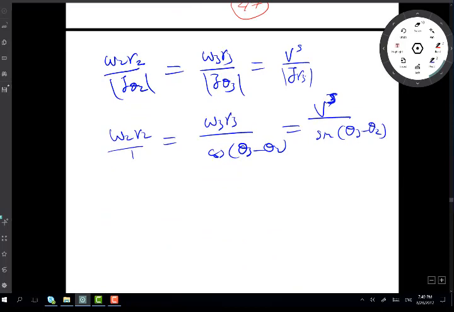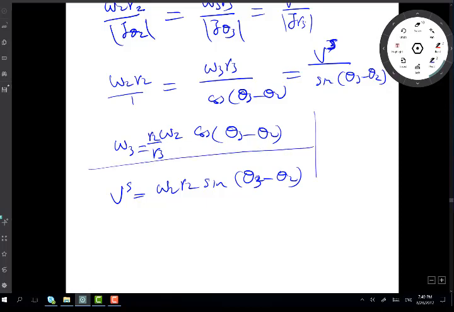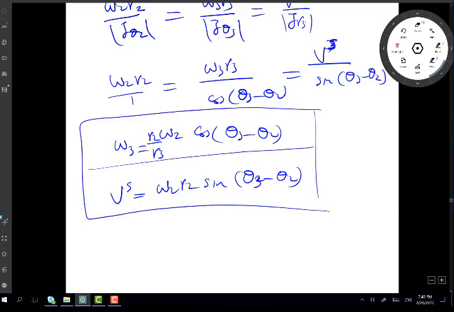And then I can write that omega 3 is equal to omega 2 R2 over R3 times cosine of theta 3 minus theta 2, and V sliding is also a function of omega 2. So it's omega 2 R2 sine of theta 3 minus theta 2. So I have expressions for the velocities as a function of theta 2.